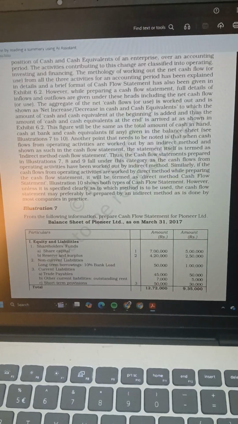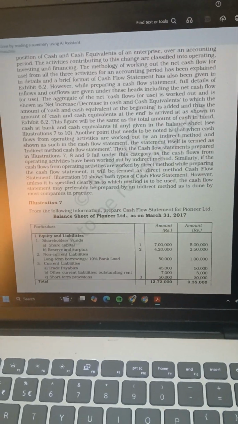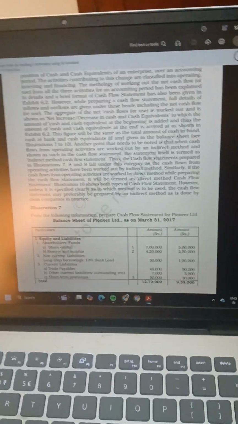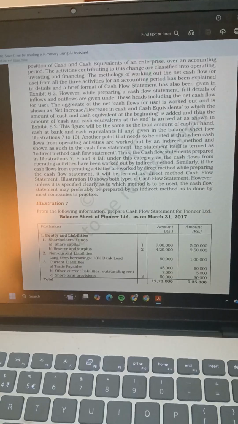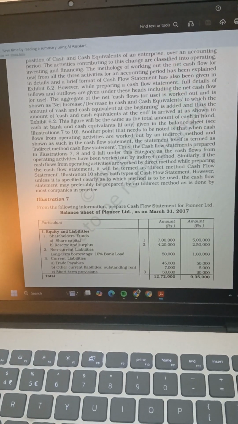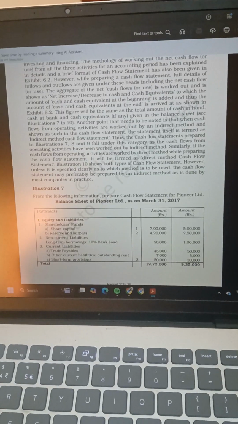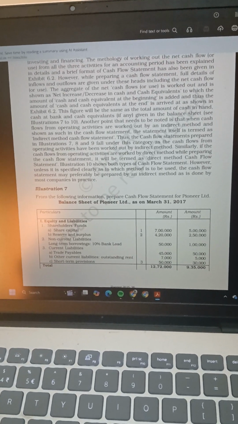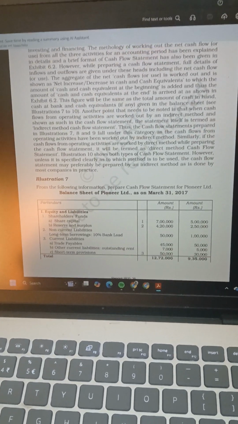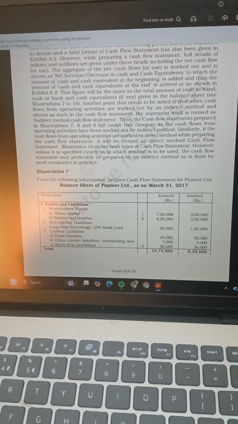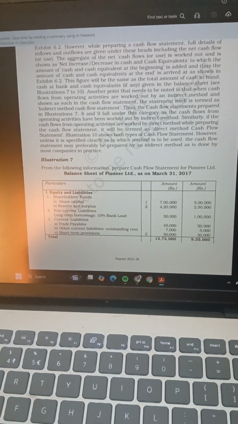Another point that needs to be noted is that when cash flows from operating activities are worked out by an indirect method and shown as such in the cash flow statement, the statement itself is termed as the indirect method cash flow statement. Similarly, if the cash flows from operating activities are worked under the direct method, it will be termed as direct method while preparing the statement. However, unless it is specified clearly as to which method is used, the cash flow statement may preferably be prepared by an indirect method, and is done by most of the companies in practice.